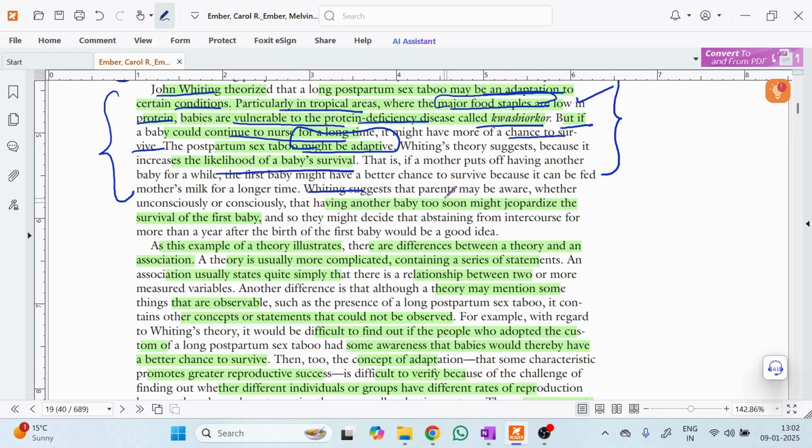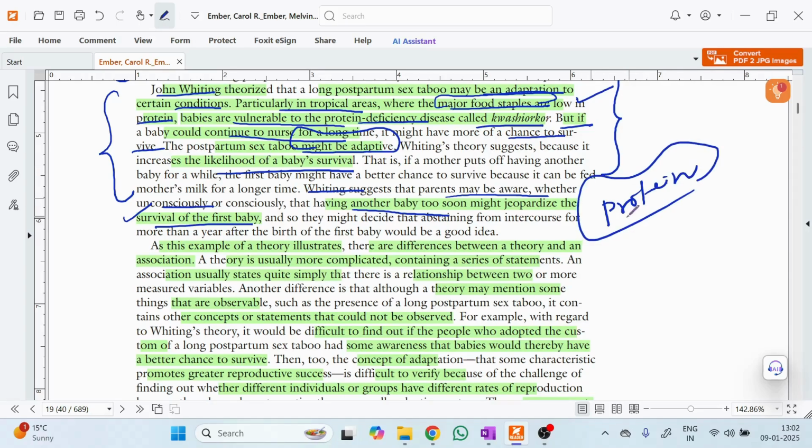And Whiting suggests that parents may be aware, whether unconsciously or consciously, that having another baby too soon might jeopardize the survival of the first baby. Because if they go for another baby, then the first baby would not be nursed for a long time. And since protein is needed for healthy growth, which is not found in their usual diet, if they decide to have another child, the mother's milk will be fed to the other child, depriving the first child of an important source of protein, which may be a threat to the first baby's survival.